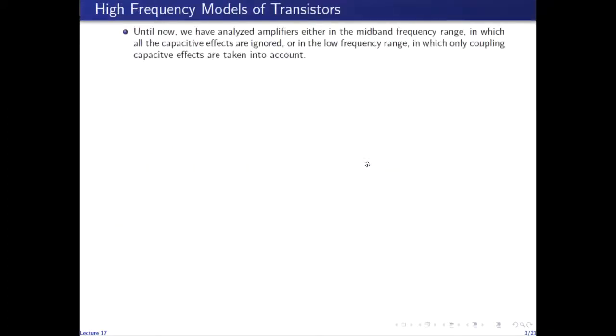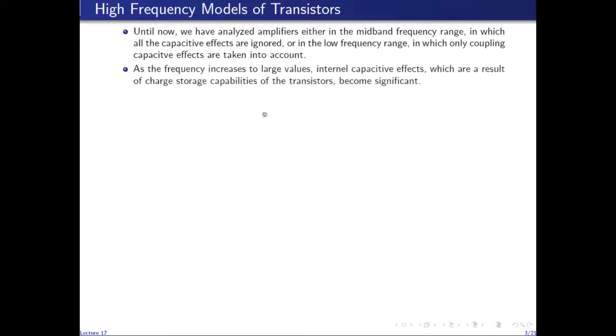So far, we have analyzed amplifiers either in the mid-band frequency range, in which the gain is independent of the frequency because all the capacitive effects are ignored, or in the low frequency range, in which we consider only the effects of coupling capacitors. But at high frequencies, the internal or parasitic capacitive effects, which arise from the charge storage tendencies of the transistors, become significant.